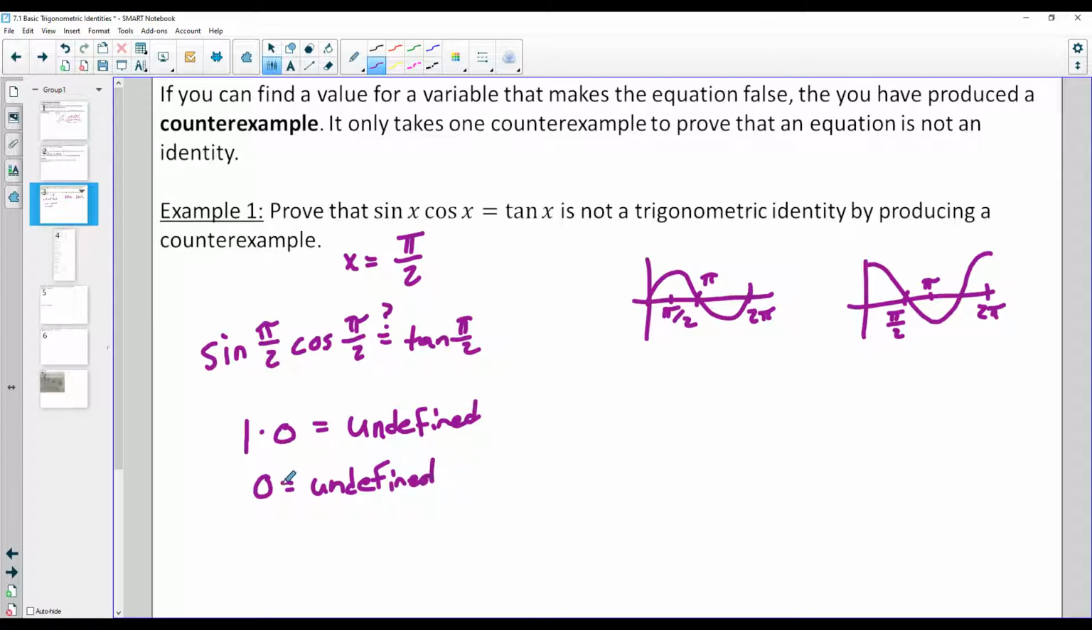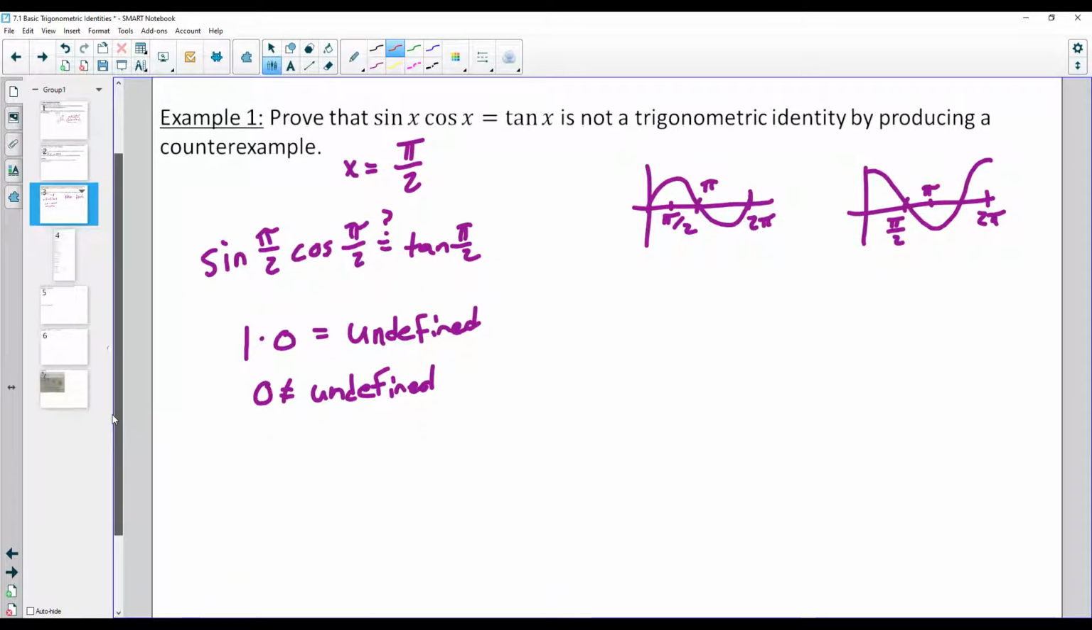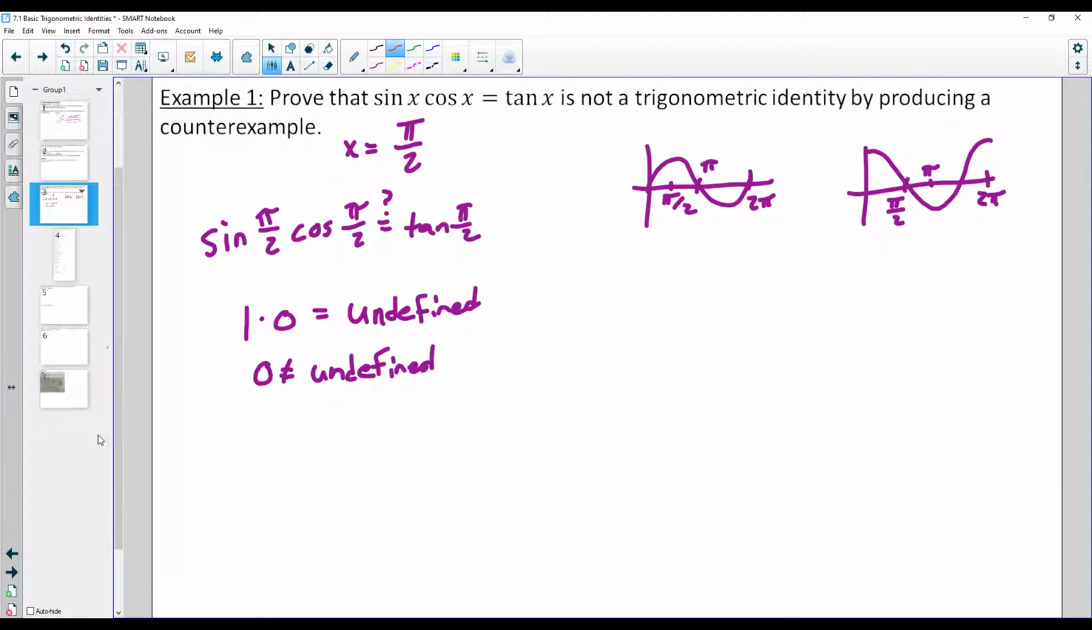0 does not equal undefined. 0 equals 0, right? So this is one counterexample, and that's all you need to prove the statement false. Now, without foresight, you could also just plug things in and see if it doesn't work, right? Which there's a lot of values for which it wouldn't work.